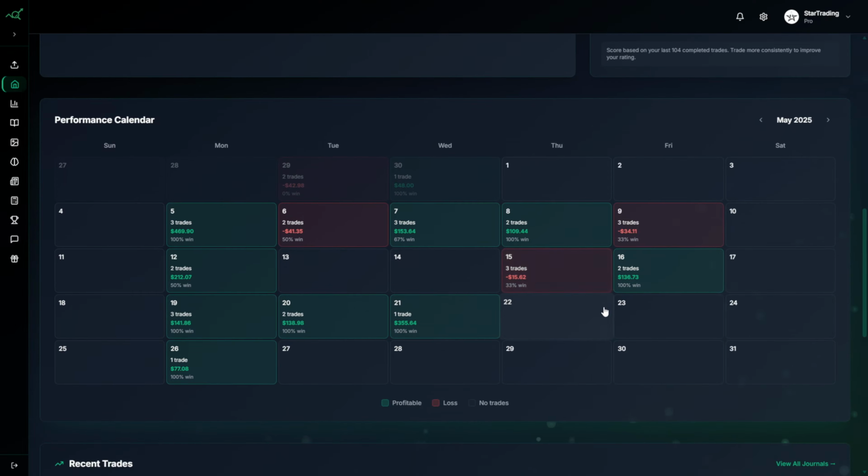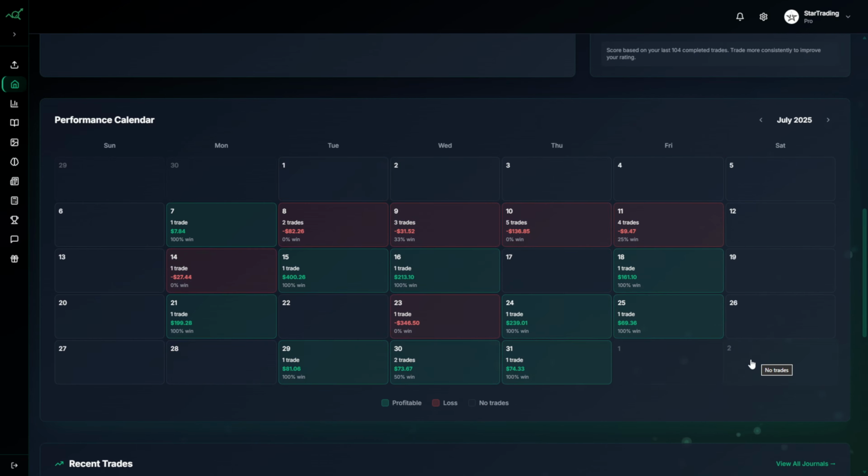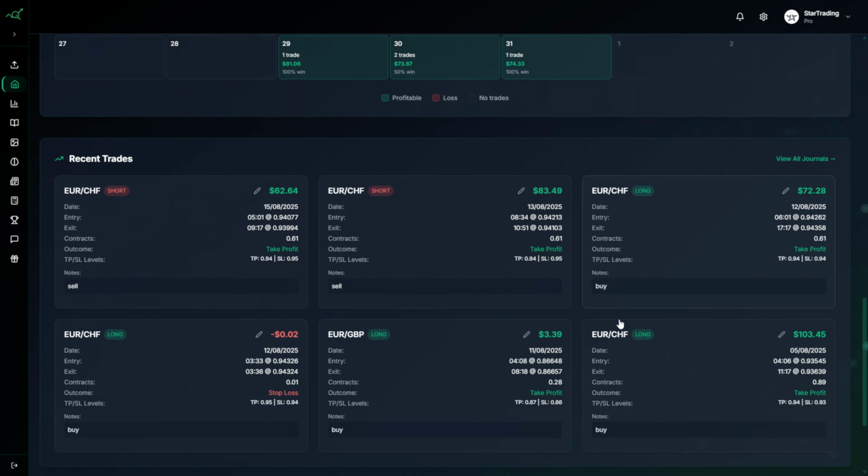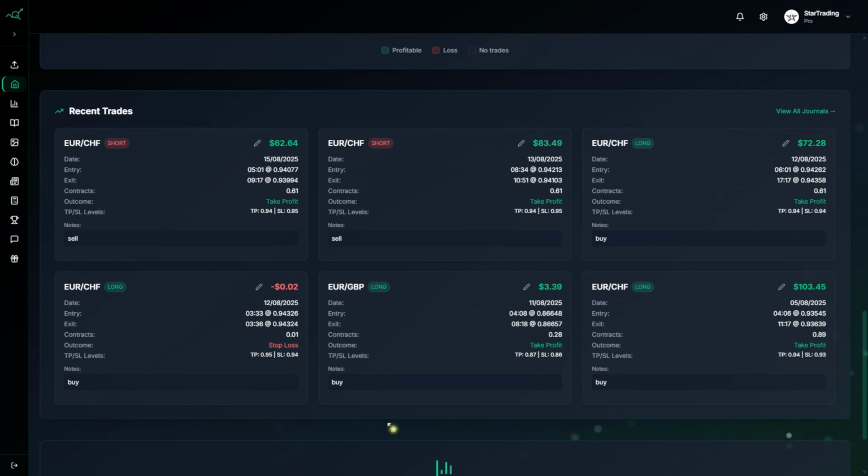So we're going to quickly scroll down even further, and from here on you can see the performance calendar. Here you'll basically see an entire overview of the entire month that you want to look into, and that way you can just track down how the entire month went. Scrolling down even further, you'll see your recent trading activity, just in case you would like to review some of the very recent trades you had taken.